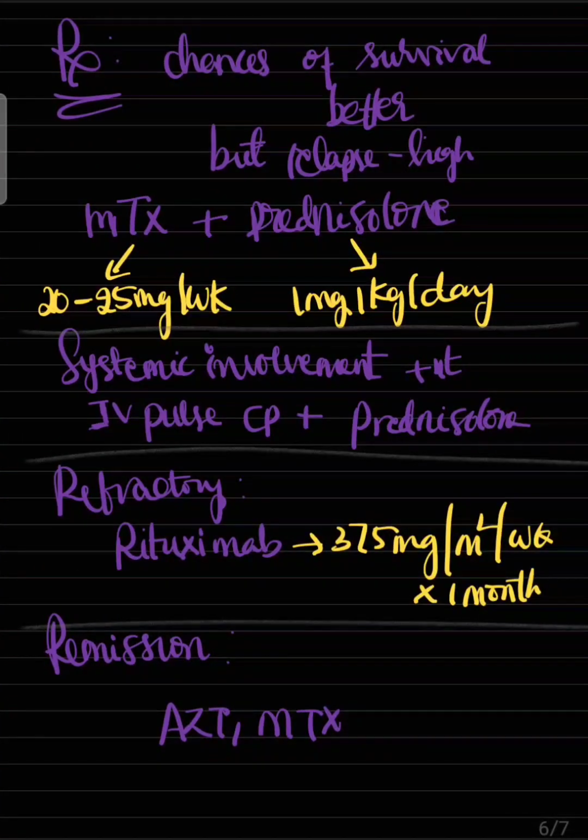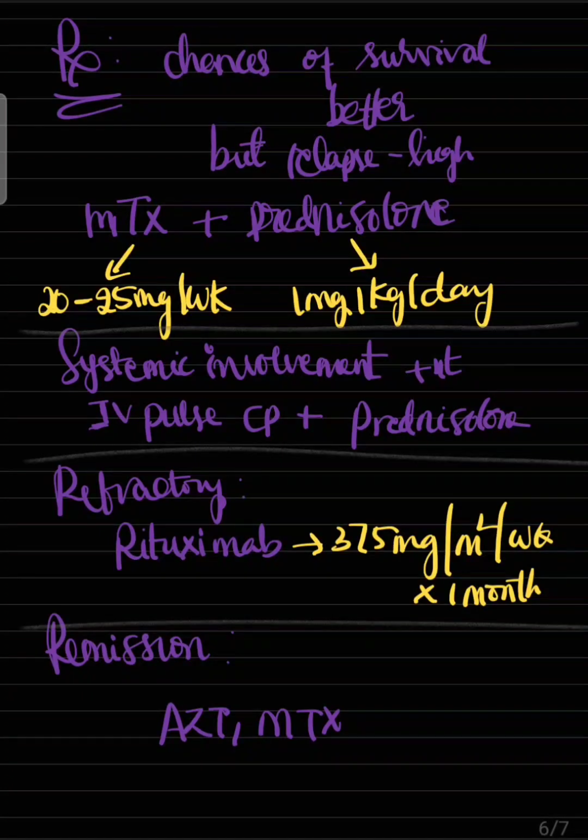So coming to the management, here the chances of survival are really better. The prognosis is much better when compared to other forms of ANCA mediated vasculitis. However, the relapse rate and the recurrence rate is very high. So the patients usually go into remission, but it's very difficult to maintain remission, and sometimes nothing really works. However, the first treatment of choice is that we start with methotrexate and prednisolone, obviously immunosuppression.